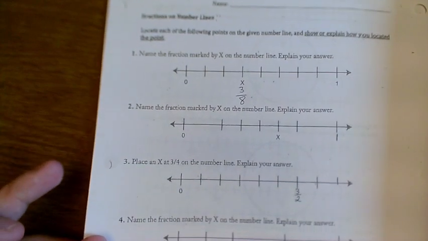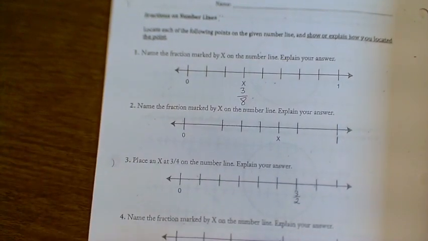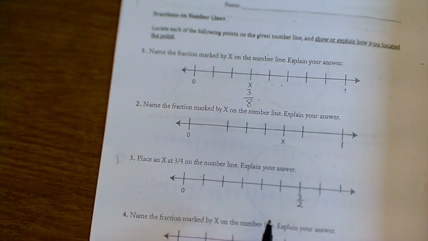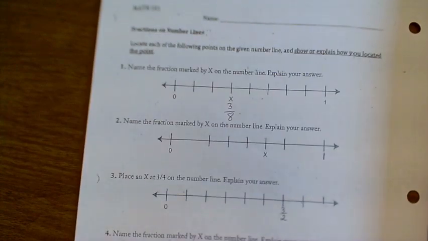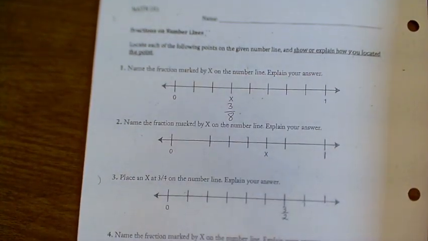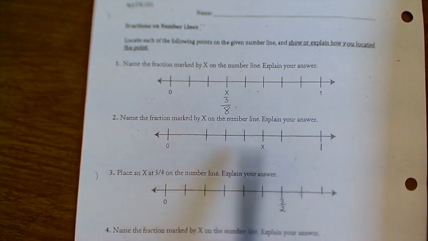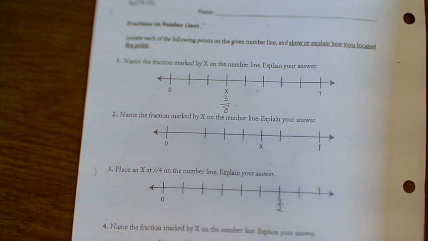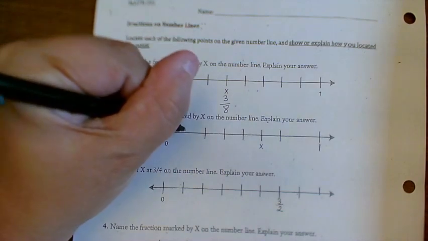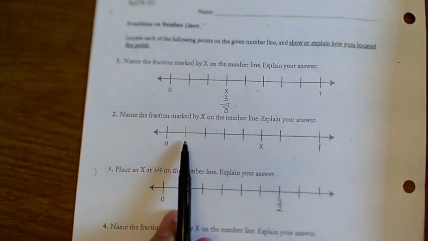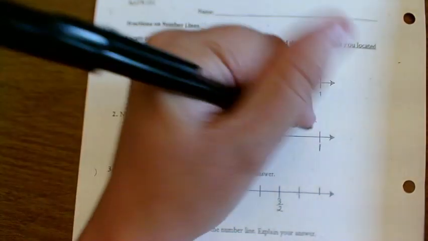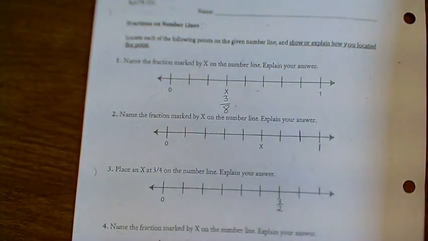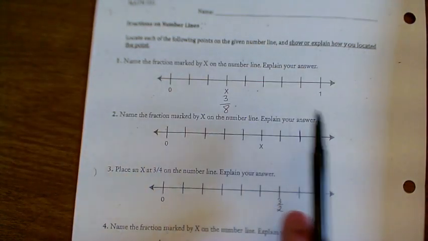Okay, for number two, name the fraction marked by the x. Okay, so in this one, you should notice this hasn't been perfectly split up yet. So the first thing you should do is make sure that we have evenly spaced, equal distant tick marks on our number line. So we need to add one up here by the 0. And then this big distance also needs cut in half. So now we have equal parts again.